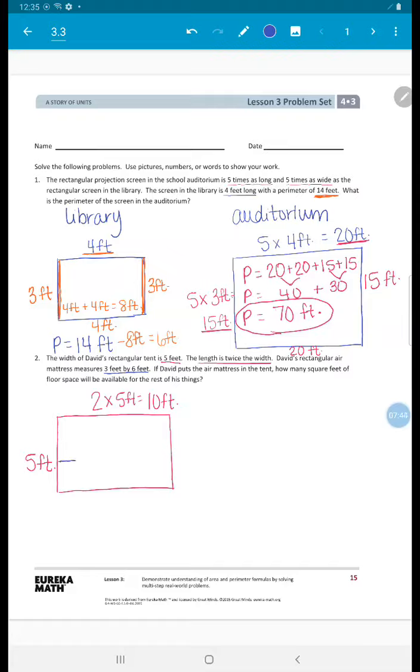So he's going to put his air mattress inside here. And his air mattress is 3 feet wide by 6 feet long. Told us that up there in the problem. So all this space right here is taken up by David's air mattress.